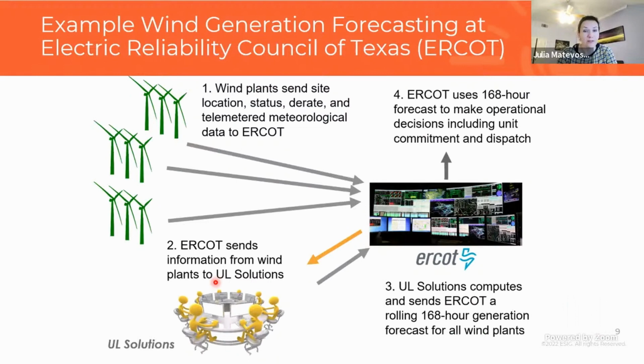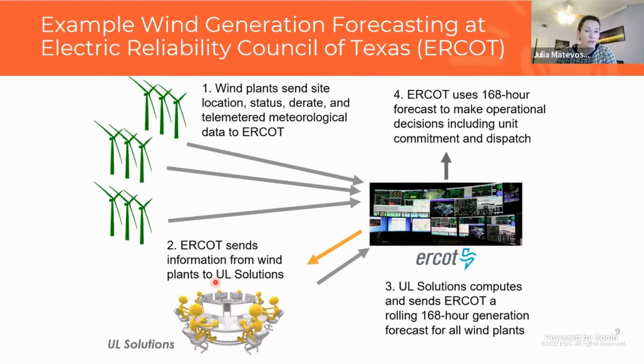They send site information, which is the status of the site, any derates, meaning any turbines that are on outage, any cables that are on outage, and telemetered meteorological data, and they send all of that data to ERCOT. ERCOT in turn sends it all to a forecaster, a third-party forecasting company that is doing forecasting for the entire wind fleet in ERCOT.